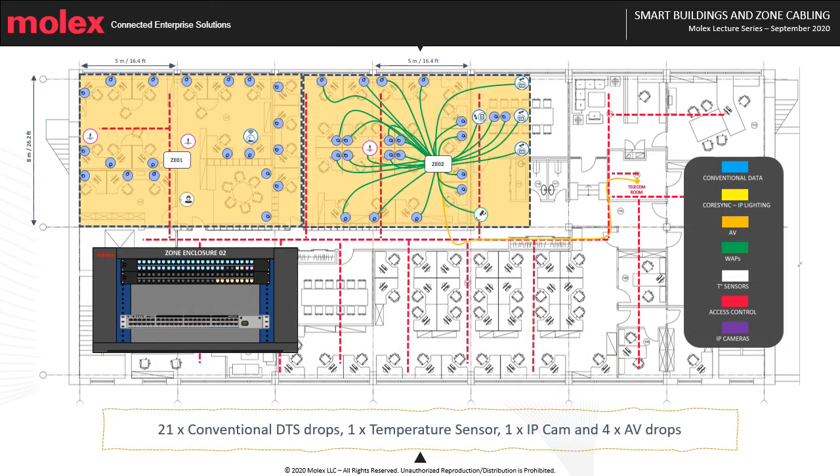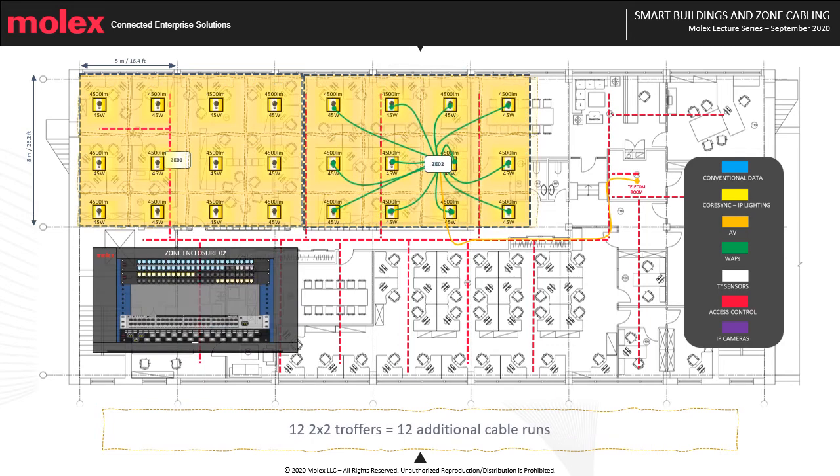Let's now continue and complete our active zone cabling design. We will now design zone enclosure number 2. This is for our voice, data, and IoT services. And this is for the distribution of our remotely powered LED fixtures.